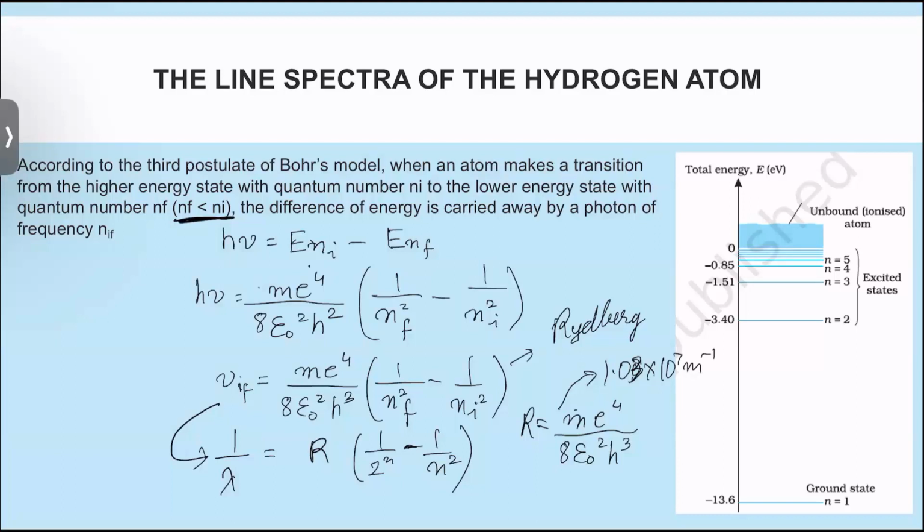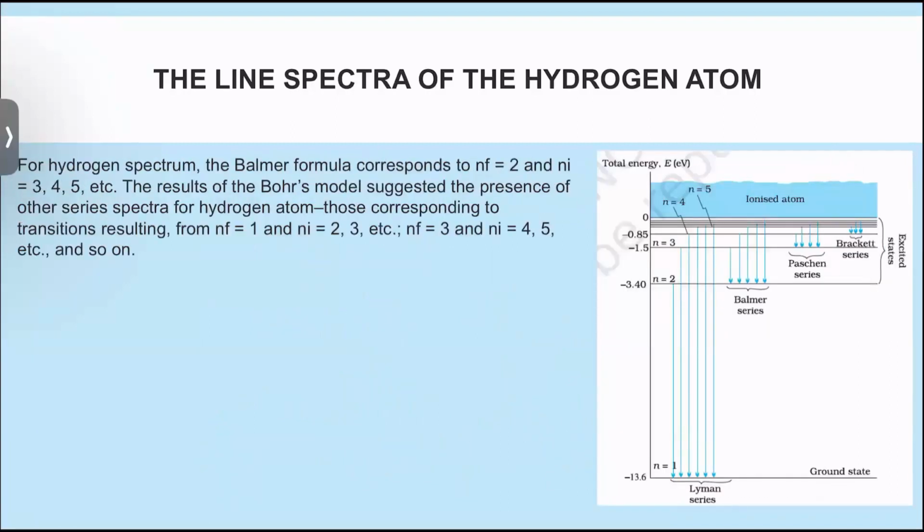And so the Rydberg constant can be defined as this value. Which is close. So there is an agreement between the theoretical and the experimental value of the Rydberg constant. And this actually gives us the validation of Bohr's model. So we saw this.